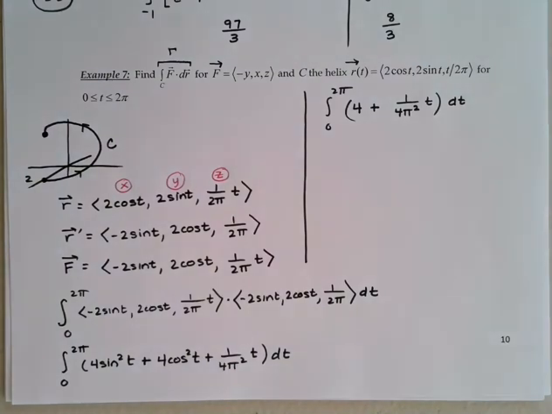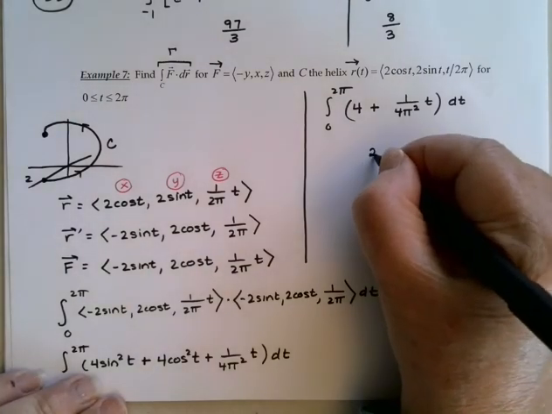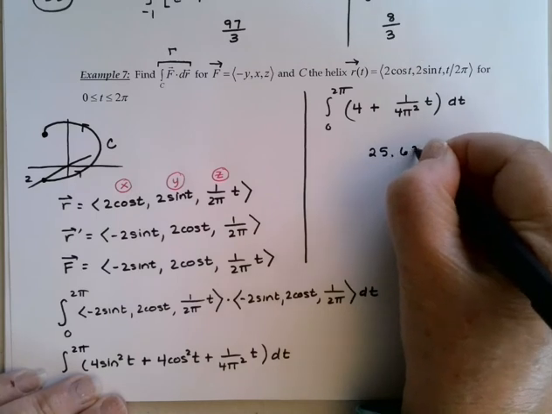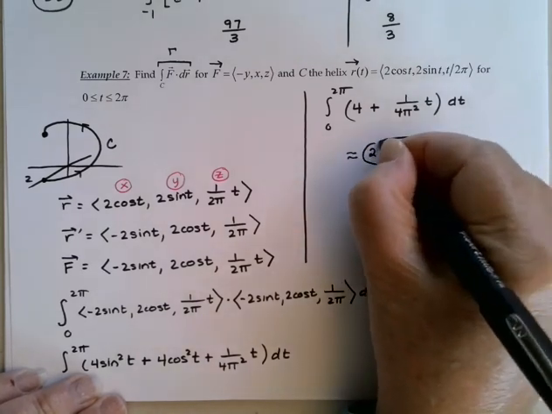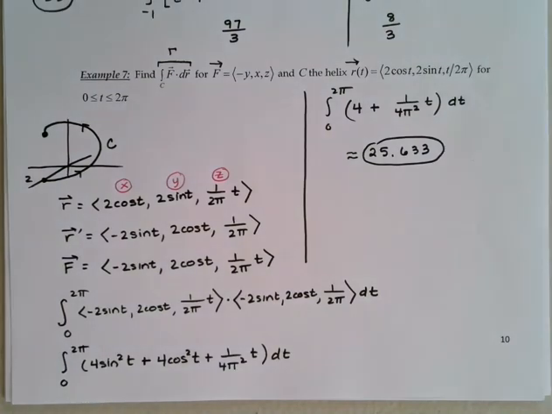dt. And once again, that one's actually not too bad, even if you work it out on your own. It comes out to 8 pi plus a half if you work it out by hand. If you do it on the calculator, it's about 25.633. All right, so there's a three-dimensional example for us.